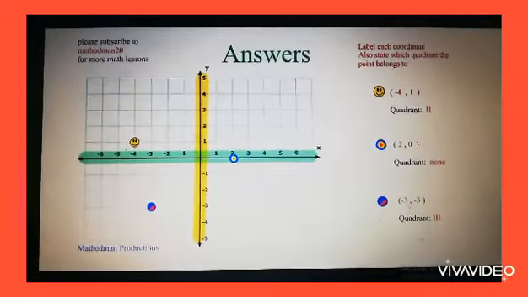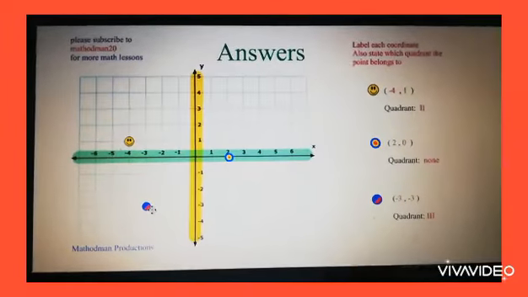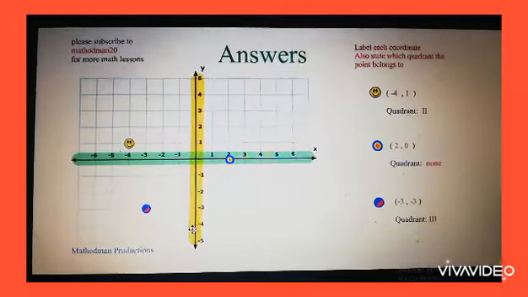The x-coordinate and the y-coordinate of the ball will be -3 and -3. And the quadrant will be 3.